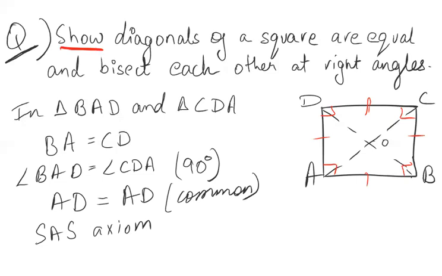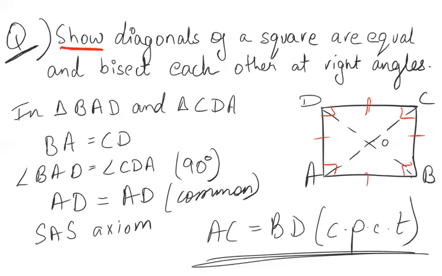And since we have proved this, by CPCT, AC is equal to BD because they are parts of the congruent triangles. Please watch the video on congruent triangles if you do not know what this means. I've covered it in my previous videos. I'll be attaching that video link at the end of this video as well. All right, so we've proved that the diagonals are equal.